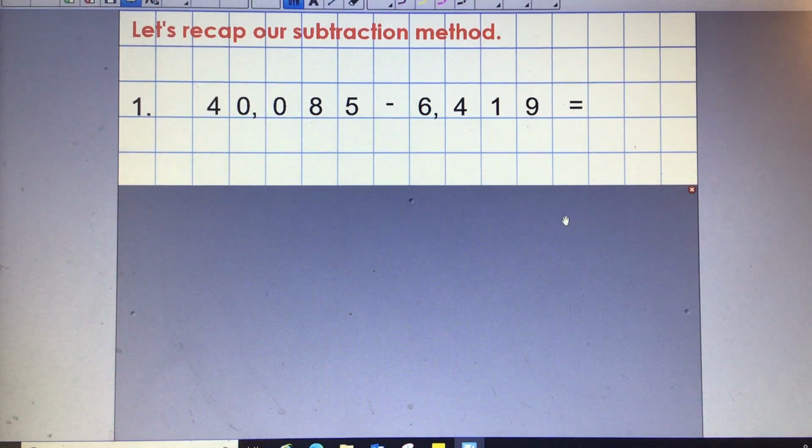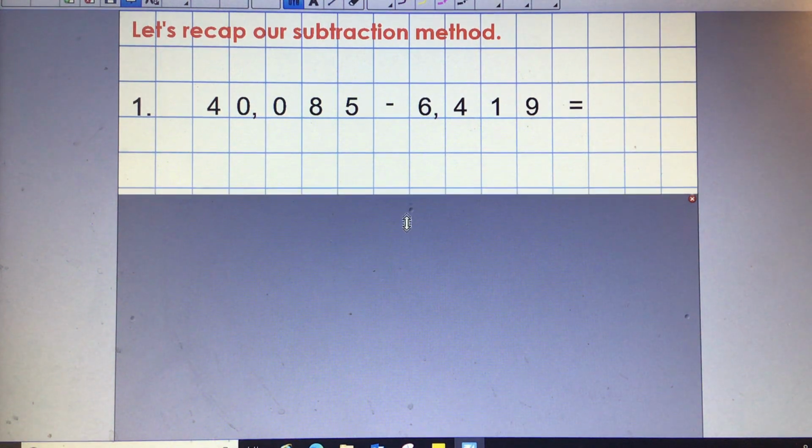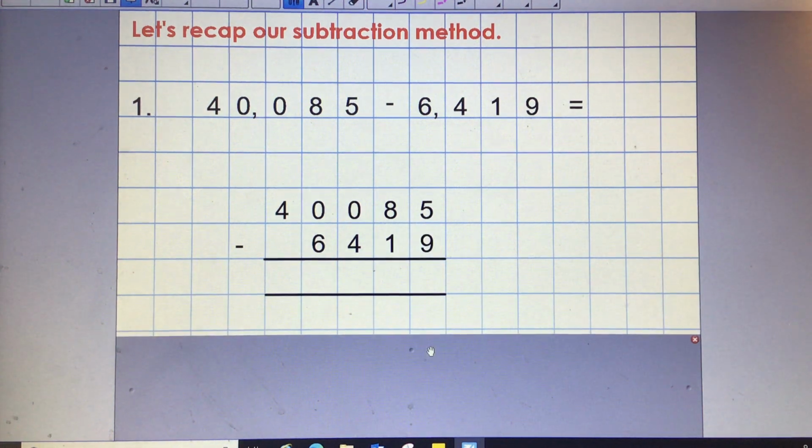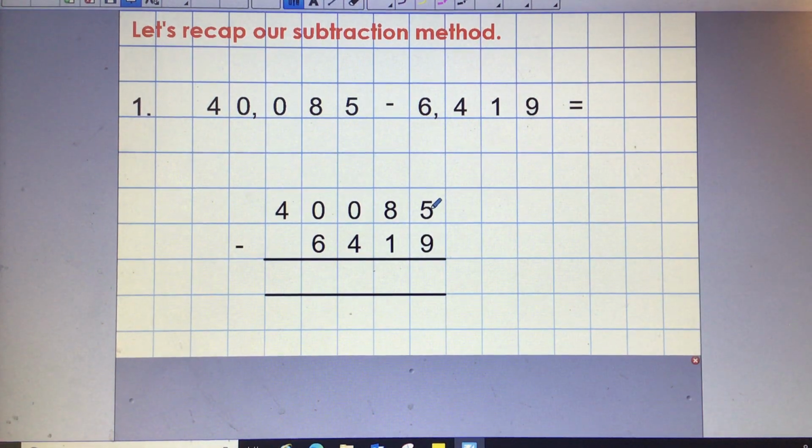Next, let's recap our subtraction method. Again, we line up those columns always correctly, ones underneath the ones and so on, but it's vital that we get our bigger number on the top of the sum, like so. Then again, we start from our ones column, taking the lower number away from the top number. Now 5 subtract 9, we can't do in a column subtraction calculation. It would take us into a negative number. So this is where we need to steal.